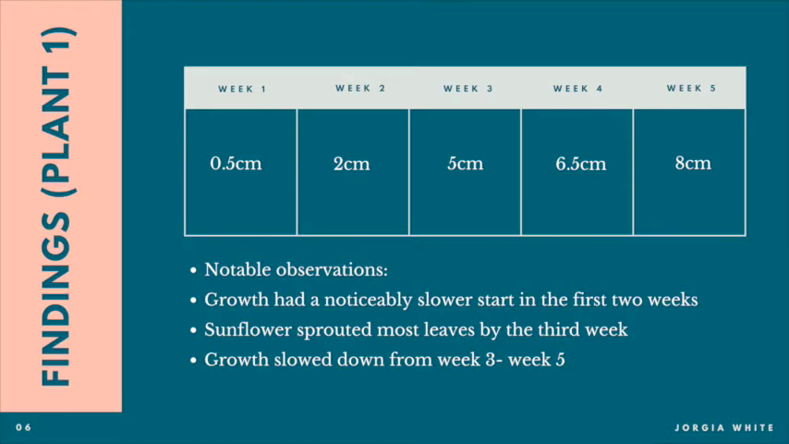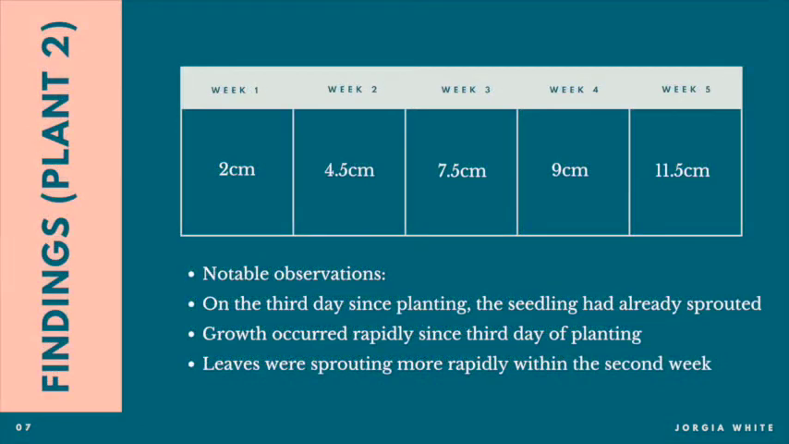Growth of the plant has a noticeably slower start within the first 2 weeks, when most leaves start appearing within the 3rd week mark. After this period, growth seemed to slow down up until the 5th week. In comparison to this, plant 2 proved to be thriving. This plant was receiving 2 centimetres of water each day, which was also reflected within the results.